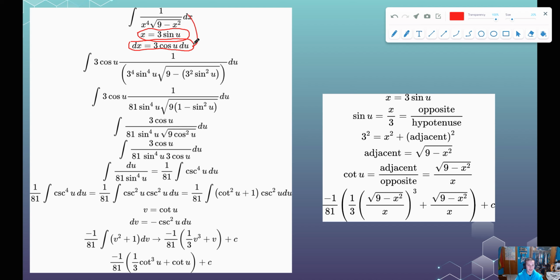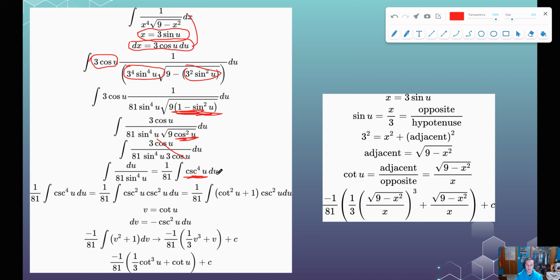So you have your dx here, right? So that's where this 3 cosine of u comes from. And then you plug in all of your stuff for x. And so you just do a series of simplifications, okay? And you eventually get, you factor out your 9 here, right? And you get 1 minus sine squared of u, which is just cosine squared u, which is really nice. When you take the square root, you get your cosines to cancel. So when you're all said and done, you get to this cosecant to the 4th power of u.